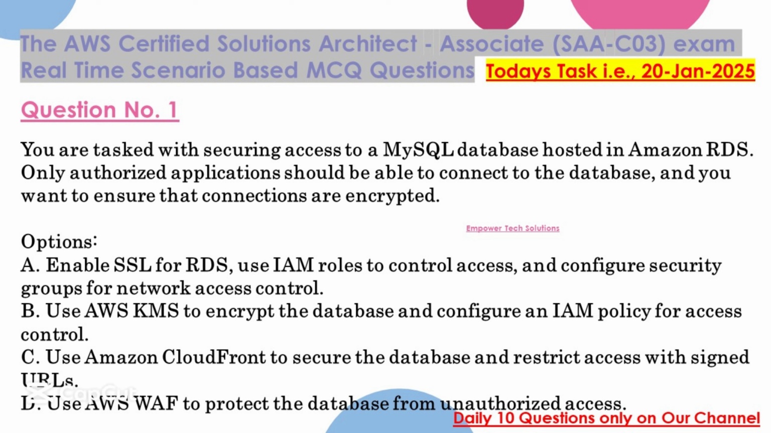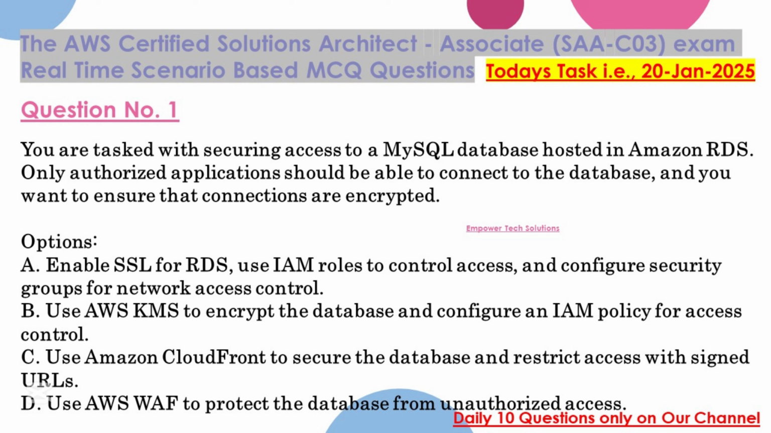You are tasked with securing access to a MySQL database hosted in Amazon RDS. Only authorized applications should be able to connect to the database, and you want to ensure that connections are encrypted. Options: A. Enable SSL for RDS, use IAM roles to control access, and configure security groups for network access control.